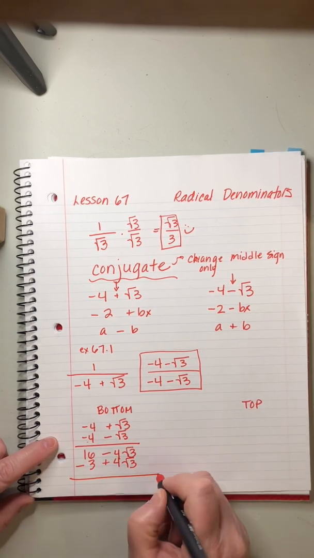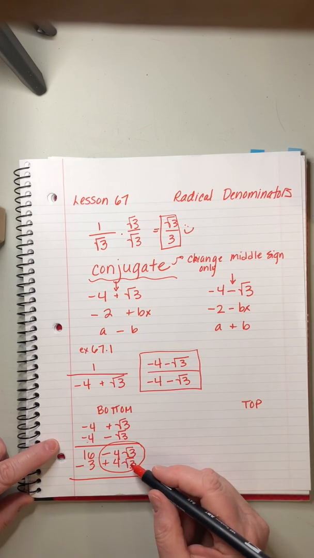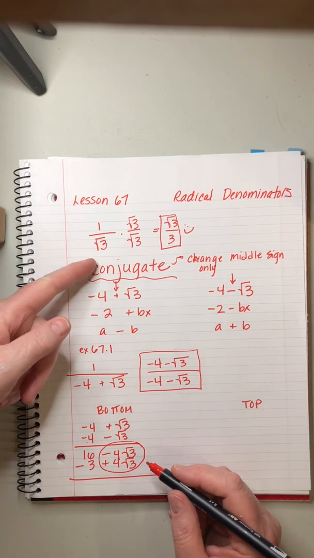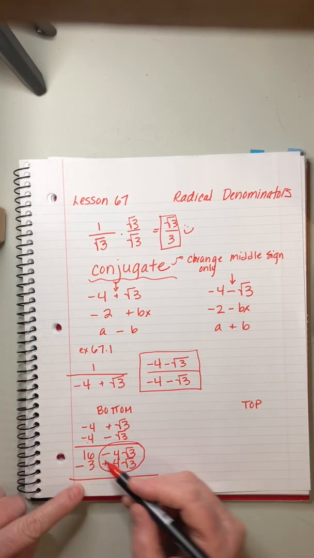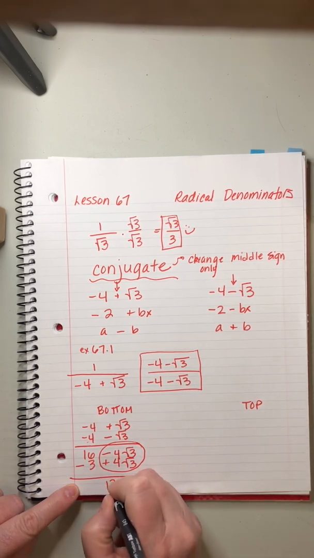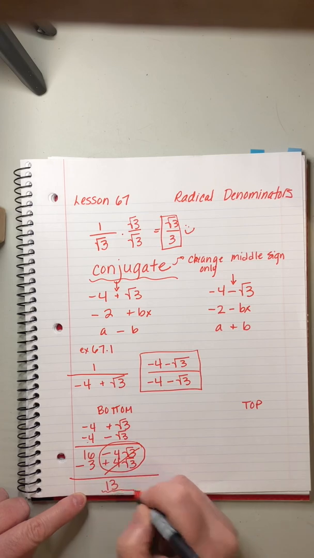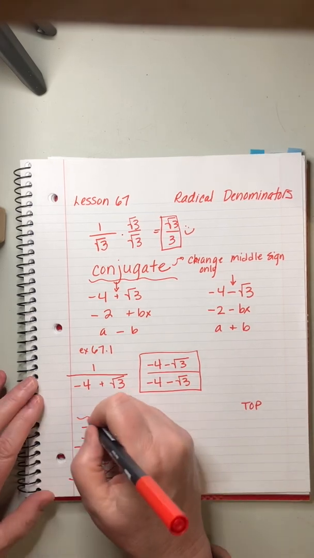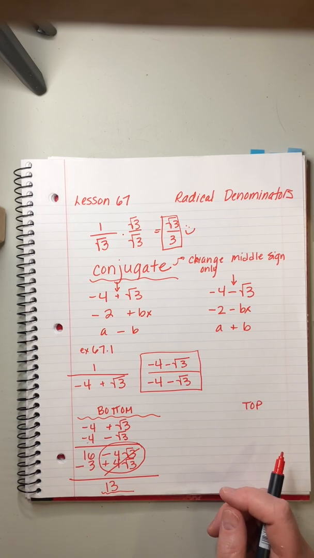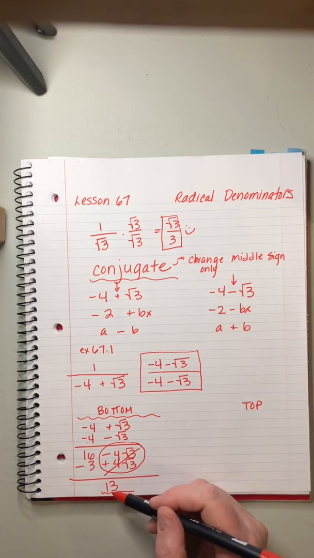Now look what happened. The second and third terms cancel each other out. Happy days, that is always going to happen when you multiply conjugates. The middle term is going to cancel out and you're going to be left with just that part of it. So this is all gone. 16 minus 3 is 13. I technically should have written denominator, but I don't have that much ink in my markers to write denominator every time. So this is our new denominator.